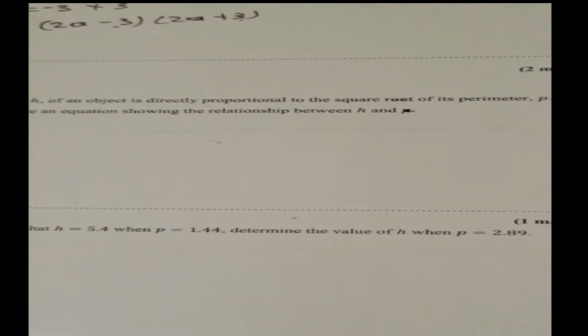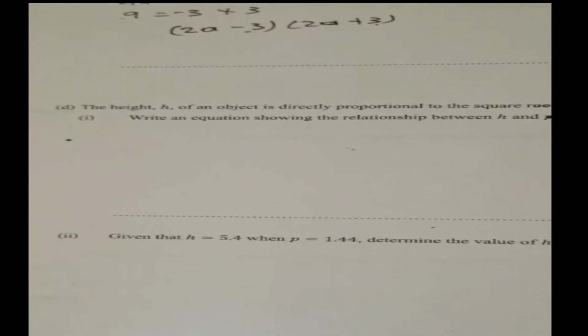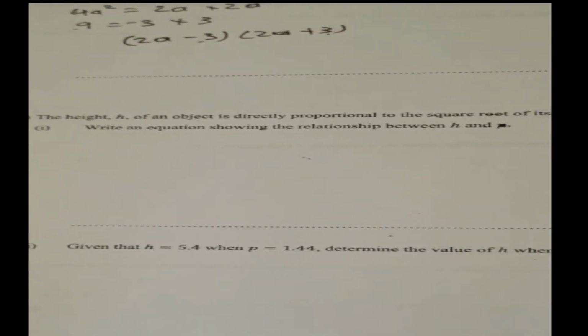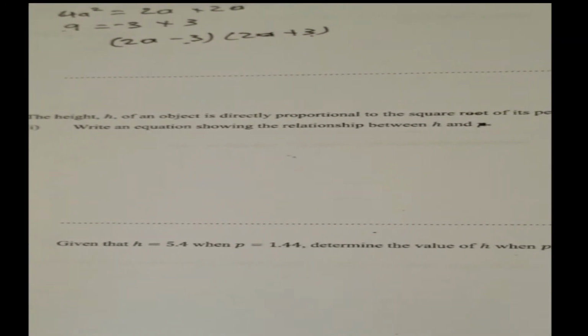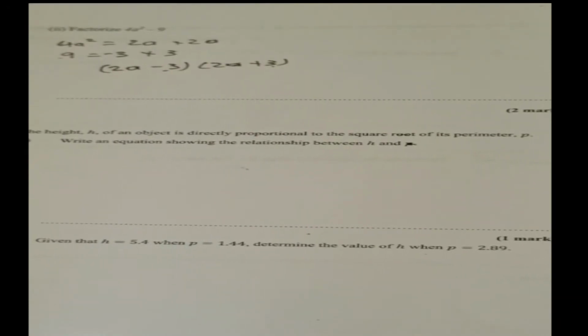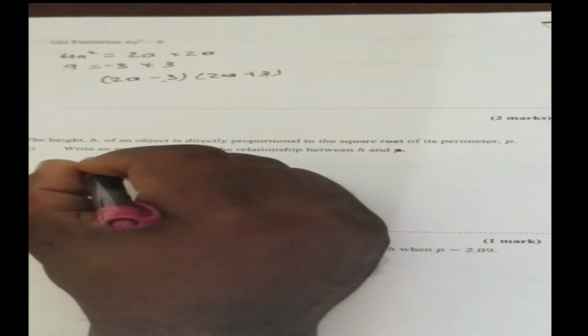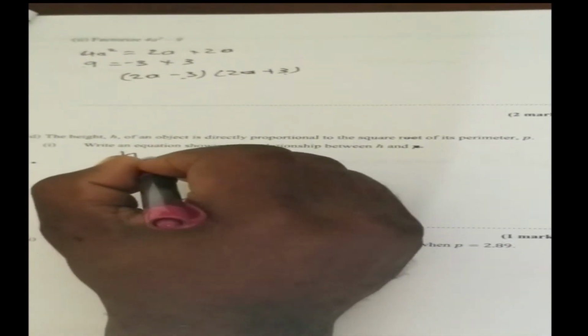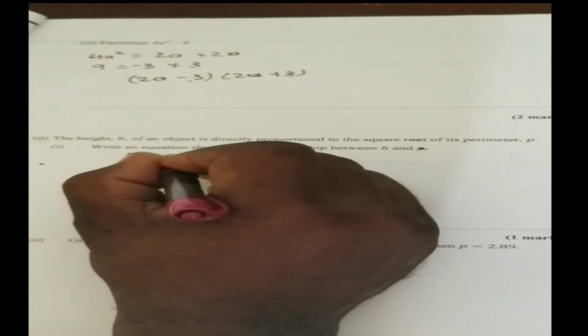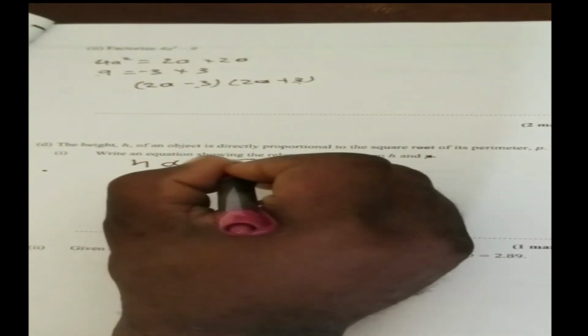All right, for our next question, it says the height h of an object is directly proportional to the square root of its perimeter, P. Write an equation showing the relationship between h and p. All right, so we know that this is a direct variation question in which we are saying h, which is the height, is directly proportional to the square root of p. And that is somewhat the relationship, right?